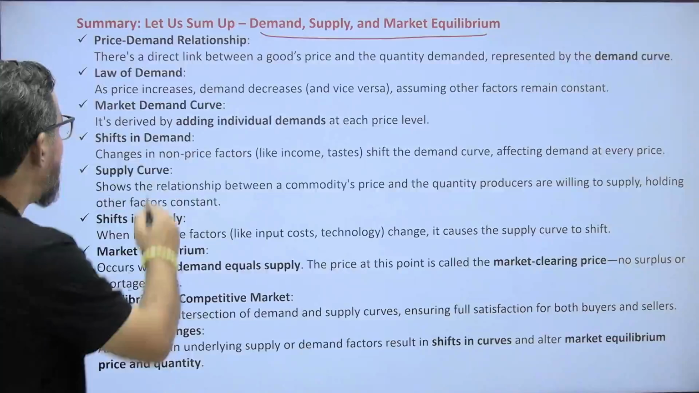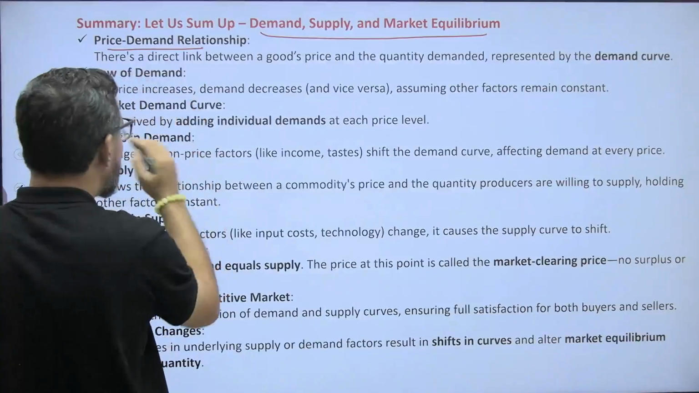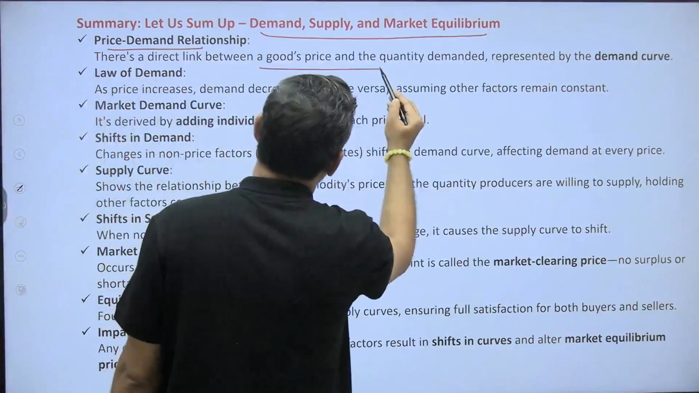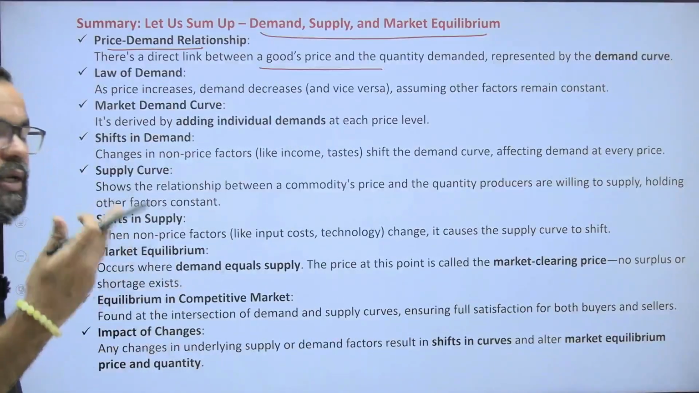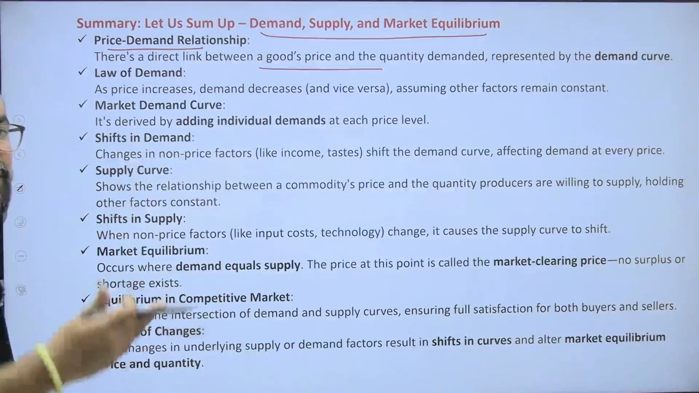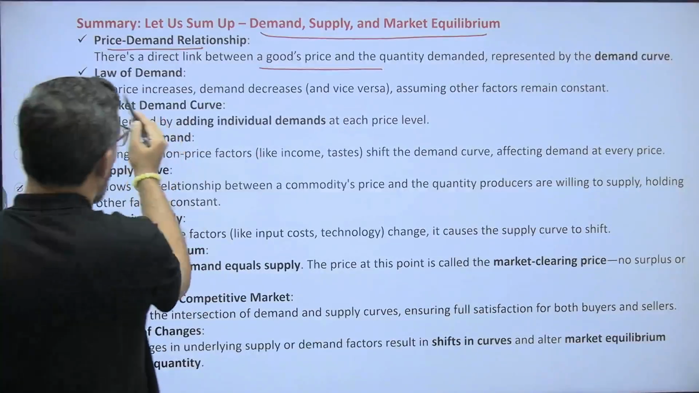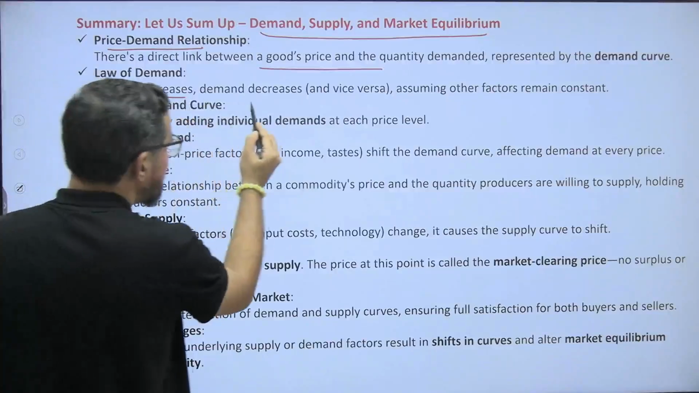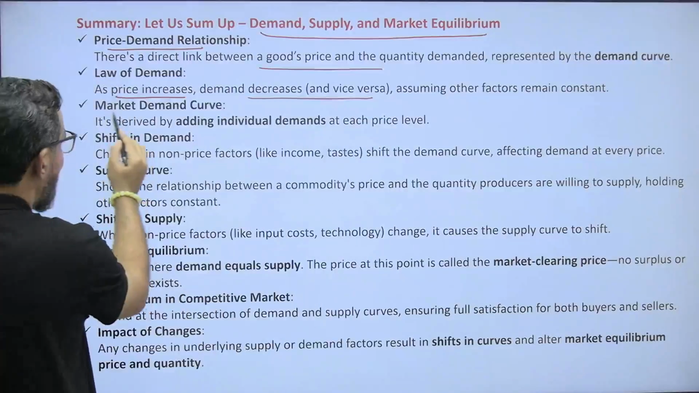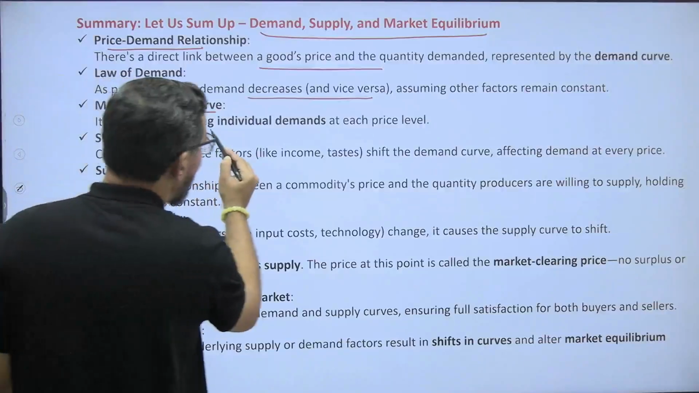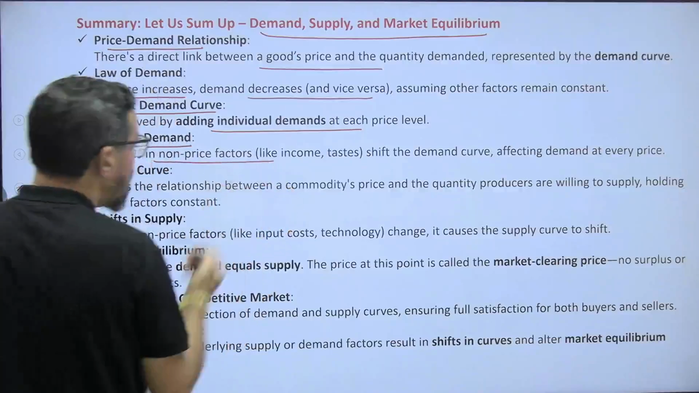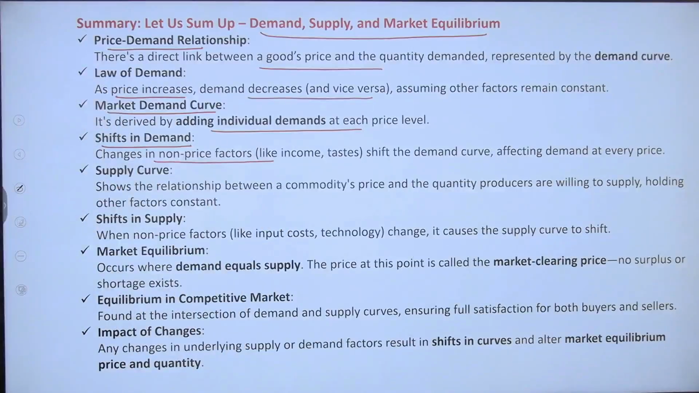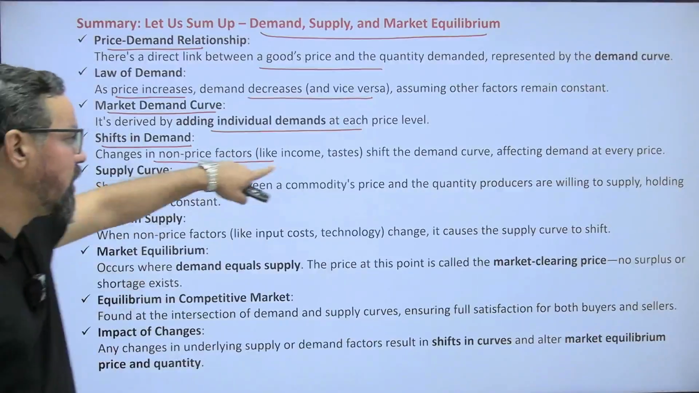Price-demand relationship: there is a direct link between goods prices and the quantity demanded, represented by the demand curve. If prices increase, quantity demanded will decrease. If prices decrease, quantity demanded will increase. So the law of demand: as price increases, demand decreases, and vice versa. The market demand curve is derived by adding individual demand at each level. Shift in demand: changes in non-price factors like income and taste shift the demand curve, affecting the demand at every price. If income increases, demand will increase.